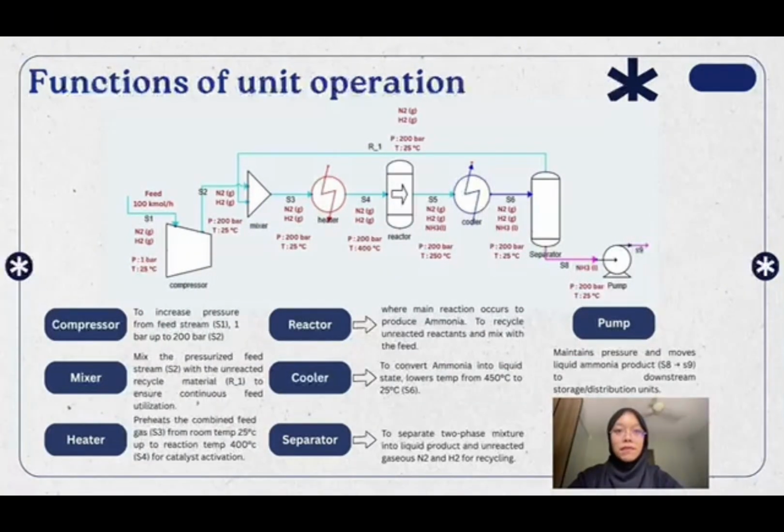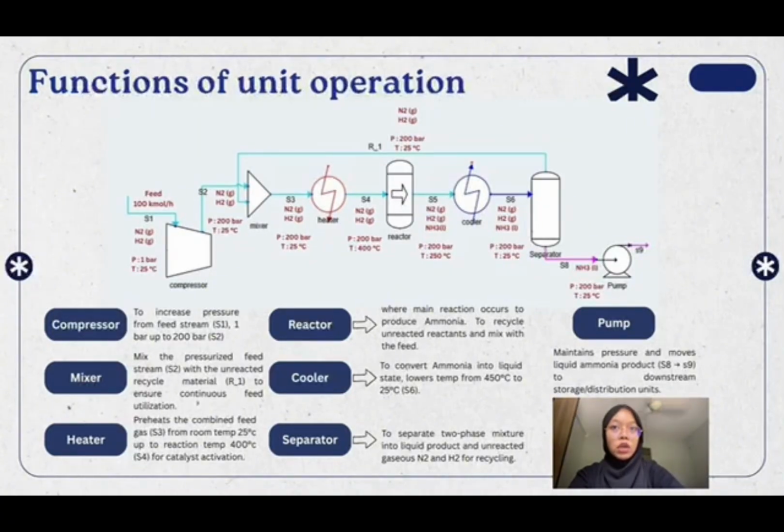Next, I'll be explaining the function of the unit operations that we have used for our process flow diagram. Firstly, we use a compressor to increase the pressure from feed stream S1, 1 bar, up to 200 bar at stream S2. Secondly, we use a mixer to mix the pressurized feed stream S2 with the unreacted recycled material R1 to ensure continuous feed utilization. Next, we use a heater to preheat the combined feed gas S3 from room temperature, 25 degrees Celsius, up to reaction temperature, 400 degrees Celsius, S4, for catalyst activation.